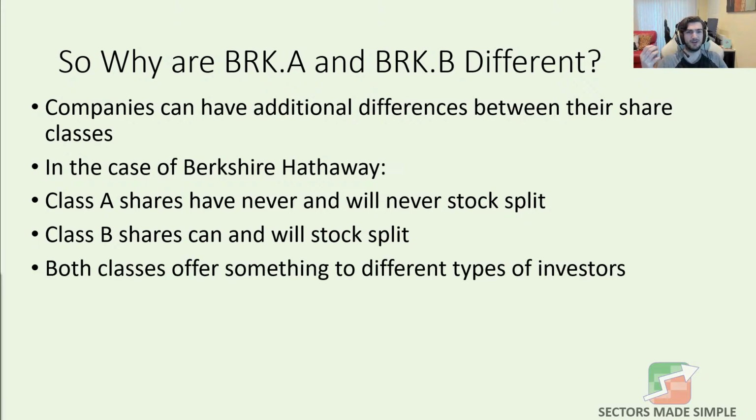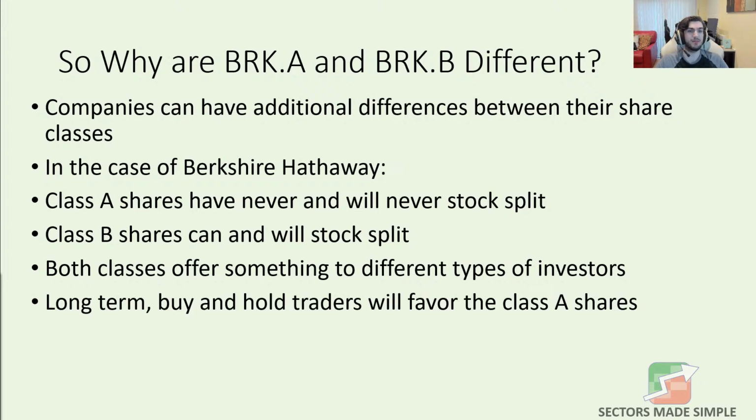In this case, Berkshire Hathaway and Warren Buffett are trying to appeal to or give something to two different types of investors. The Class A shares are for the long-term buy and hold investors who believe in Berkshire Hathaway's long-term earnings potential and will buy the A class because they believe in it. They think it's going to go up over time, and those shares are never going to be diluted. It's always going to have the same weight that it does now.